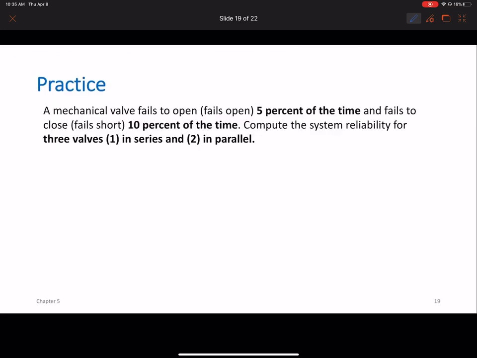Let's look at an example. A mechanical valve fails open 5% of the time, so QO is 5%. And it fails short 10% of the time, so QS is 0.10. Compute the system reliability for 3 valves, 1 in series, 2 in parallel. So we have 3 of those. First in series.